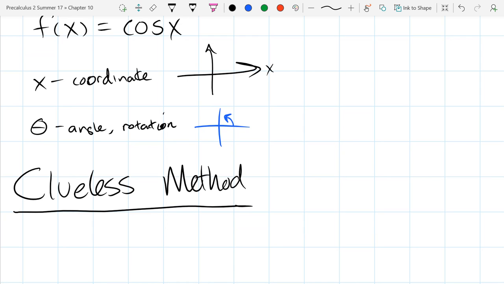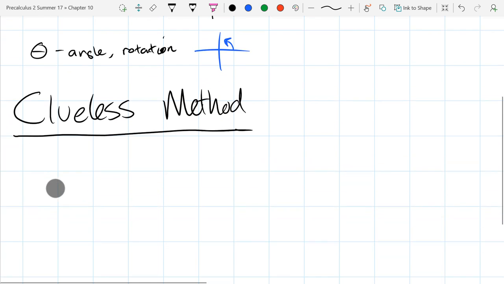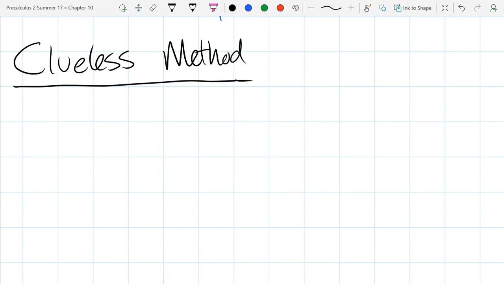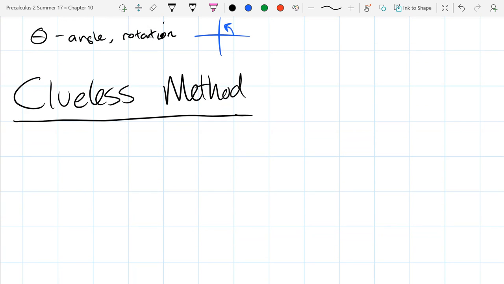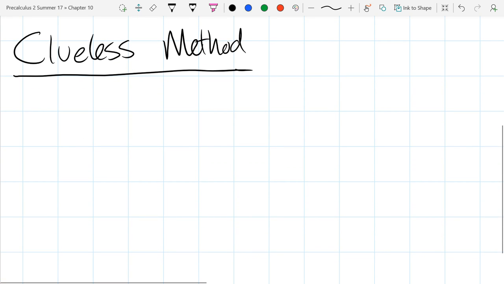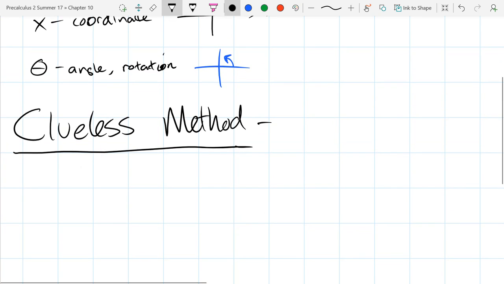If I plot a full screen on this, I think that would be 1080 by 1920, something like that. It would be a lot of pixels it would plot, or a lot of points. So if I plotted full screen on this computer, it would plot around 1,000 points. We don't have that kind of time, so we're going to focus on 5 key points. But before we get there, with the clueless method, you're going to make a table, and you're going to plot points.